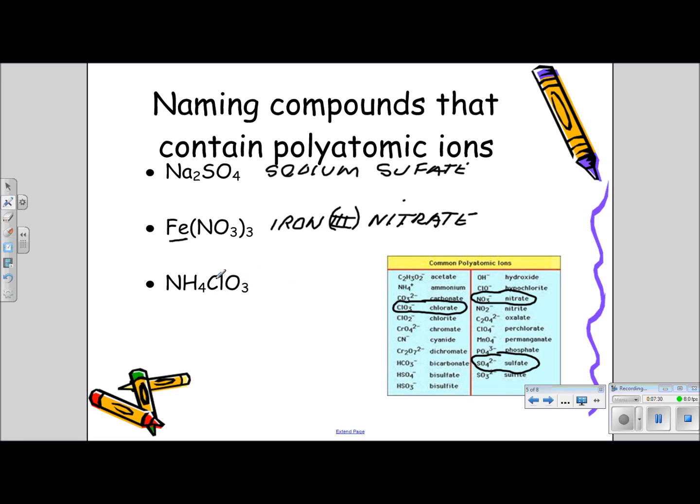Let's go to the next one. See if you can do this. This compound is made up of 2 polyatomic ions. 1 here and 1 here. Can you find this one on the common polyatomic ion list? If you said ammonium, you are correct. It is right here. Ammonium.